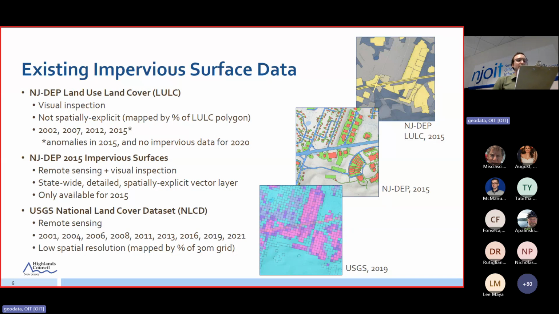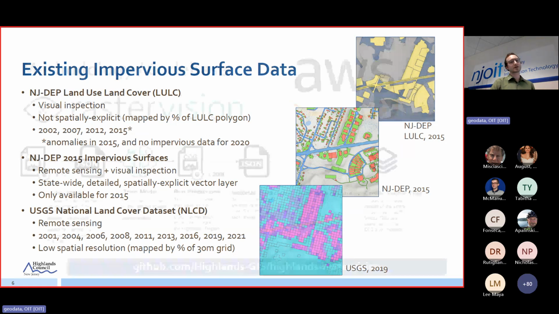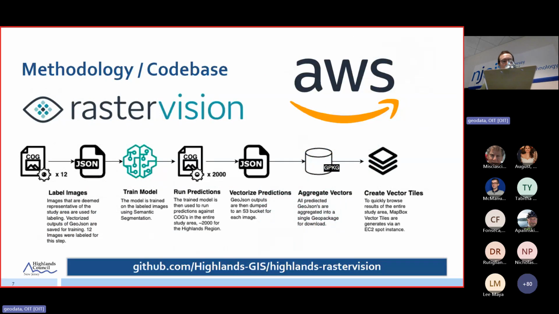We wanted to extract high-resolution, spatially explicit impervious surface data from every DEP multispectral cloud-optimized GeoTIFF hosted by NJGIN to have the latest 2020 data, which wasn't available until more recently, and analyze changes over time since 2002 with a consistent methodology. Our model uses 12 trained images for each year.